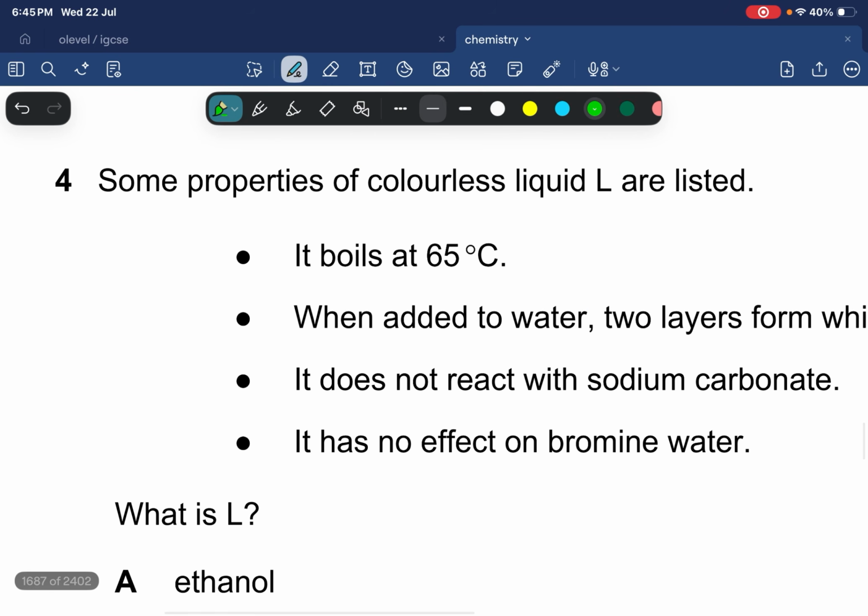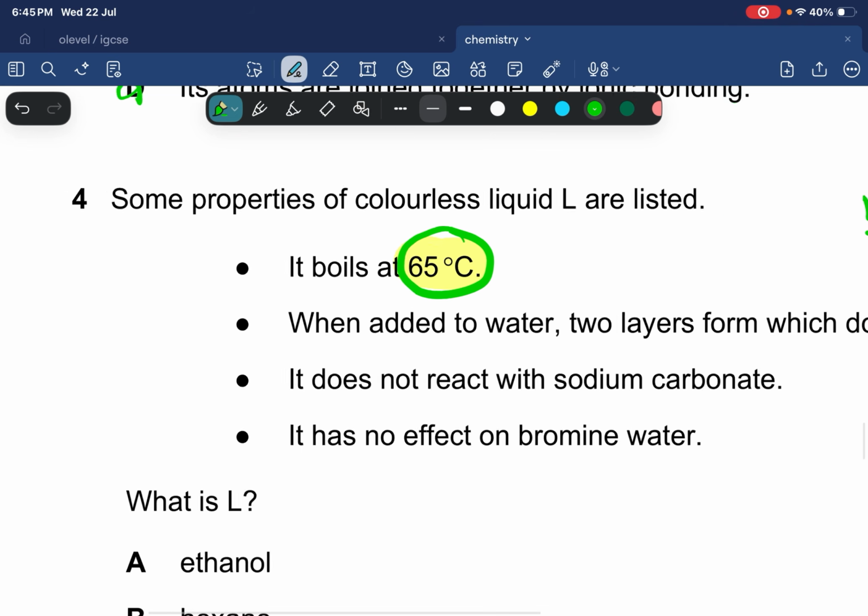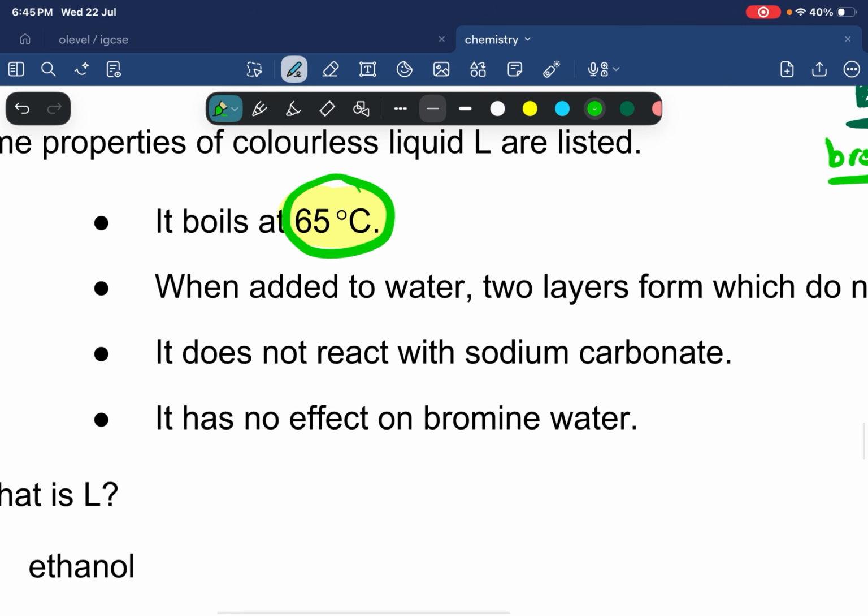Okay, some properties of a colorless liquid L are listed. It boils at 65 degrees Celsius. Okay, well, a little higher, not very high. At room temperature, if something boils at 65, what do you expect it to be? I think it's going to be a liquid, because the boiling point can only tell me after which temperature it's going to be in vapor. But I need the melting point to know whether it's a solid or a liquid.